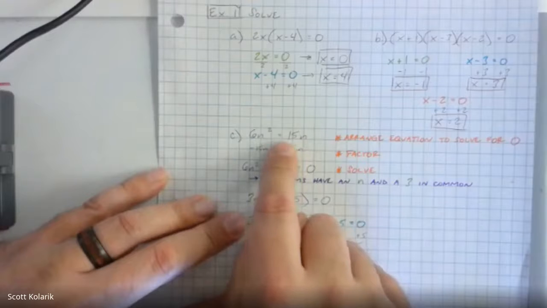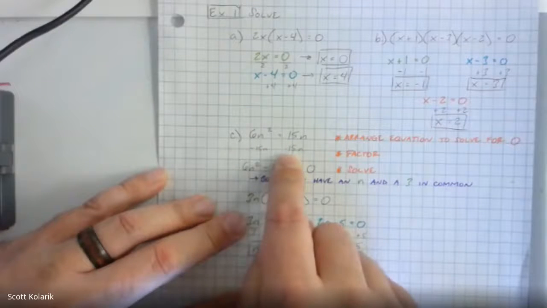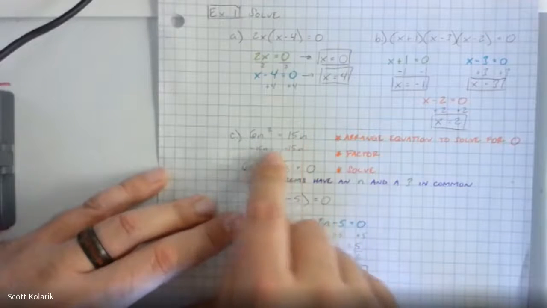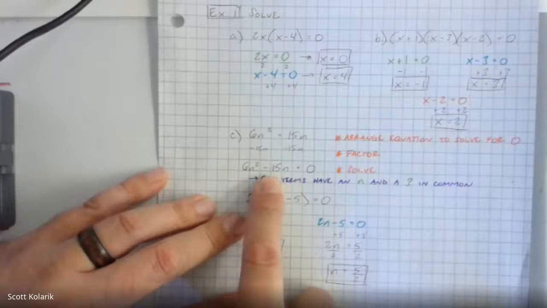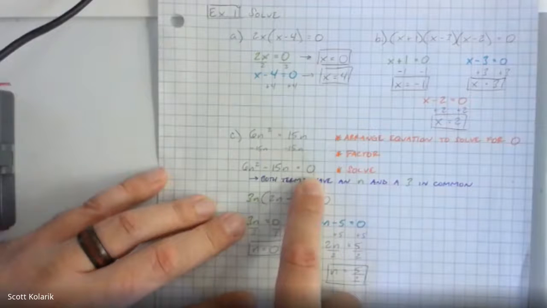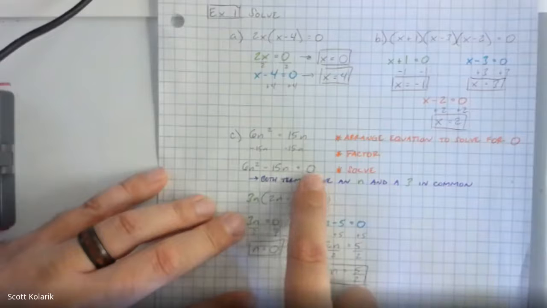Since it's a positive 15n, I will subtract it from both sides. Had it been negative, I would have added it. But in this case, it's positive, so I subtract 15n from both sides. Now I get 6n squared minus 15n equals 0. Okay, so I officially have it equal to 0. That will be important for me to use the zero product property ultimately.